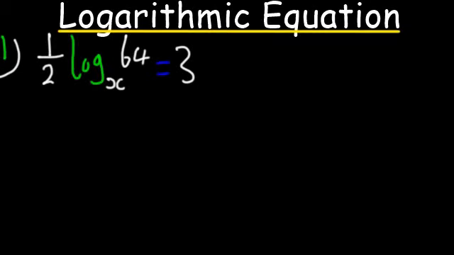Whenever you have an example like this, it is called a logarithmic equation, when you have a logarithm equal to some certain number or even equal to logarithm values. So here's what we have: half multiplied by log of 64 to the base of x equals 3. What should we do in the first case? The first thing we want to do is to find a way to get rid of this half. And to do that, we can multiply both sides by 2.